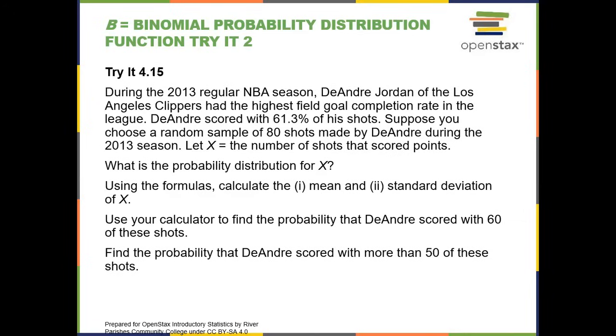And find the probability that DeAndre scored with more than 50. That means 51 through 80. Okay. So the complement is 0 to 50. So 1 minus second verse. You scroll down to binomial CDF because you're using the complement event.